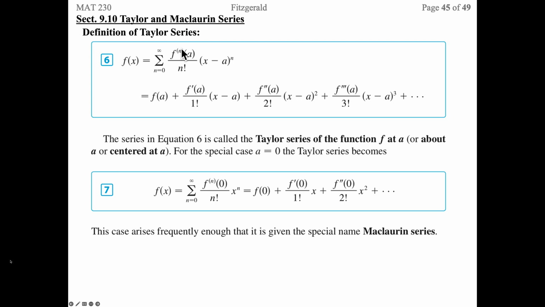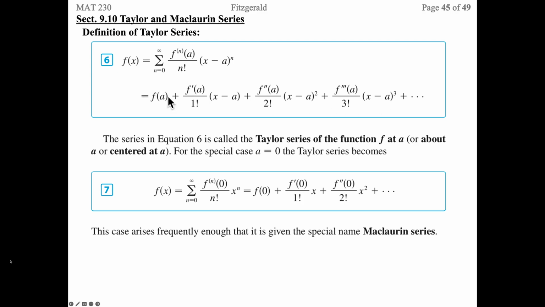we take. So if this is a 0, that's your normal f function with a substituted in. If it's a 1, that's your first derivative. If it's a 2, the second derivative, third derivative, fourth derivative. So as you can see, this is how it's defined here. Here's f of a, that's when n equals 0. Then it's the first derivative of f of a over 1 factorial times x minus a to the first power plus the second derivative of a over 2 factorial times x minus a squared, so on and so forth.